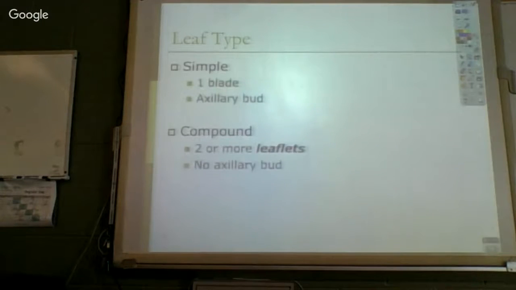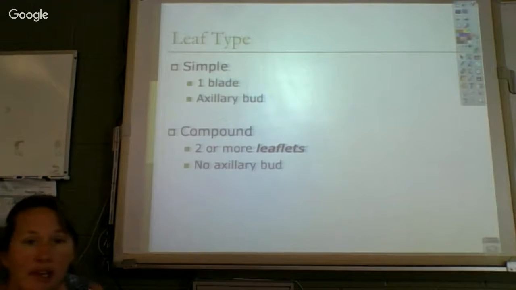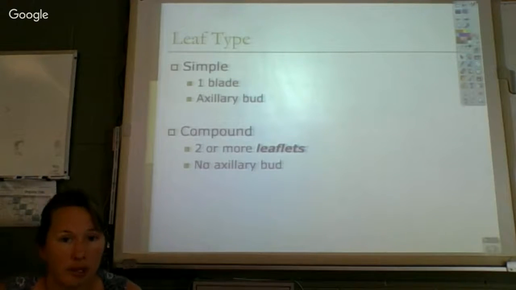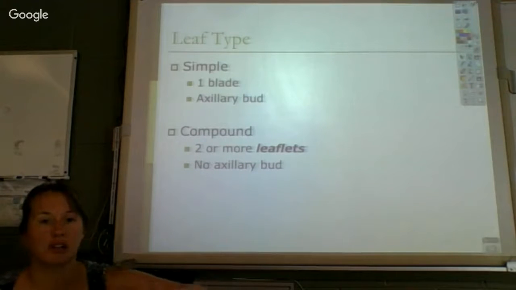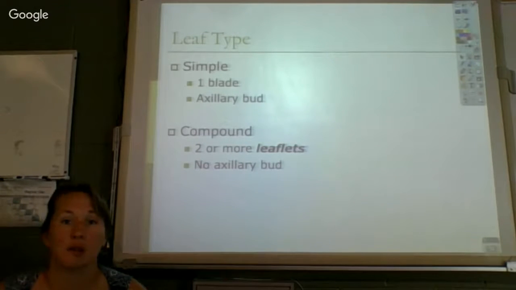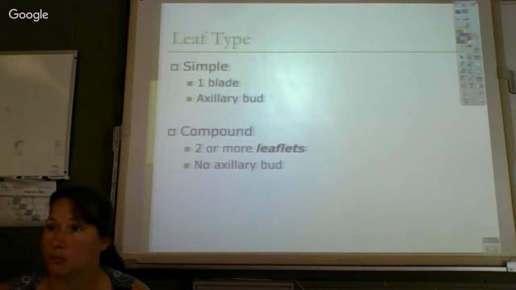All right, simple versus compound. There's a place for you to draw an example of this. But simple, its definition is there's one leaf blade to one auxiliary bud. So one leaf blade petiole attaches where an auxiliary bud is. That's why we had to show you an auxiliary bud for that.